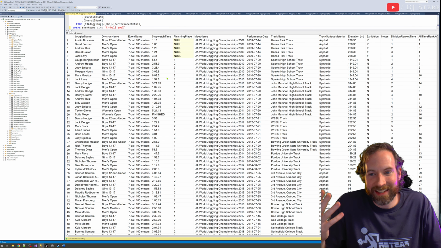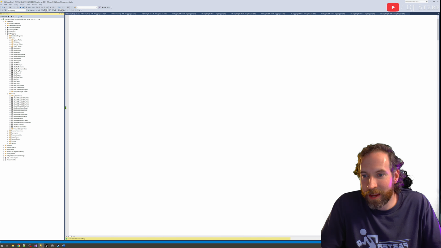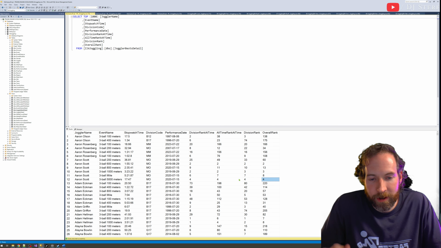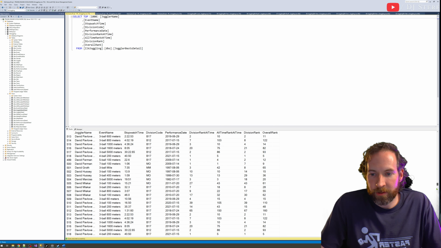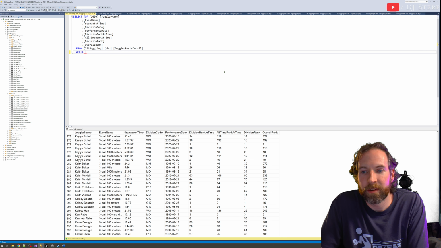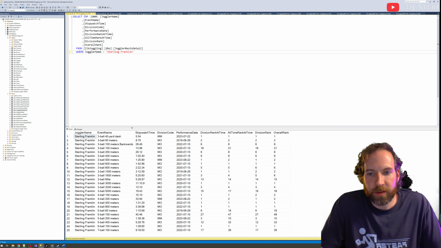Let's get back to the other tables. If you go to Joggler Best tables, this one's kind of cool. You can see each runner's best time at each individual event. And you can see the division rank at the time and current all-time division rank and overall rank. So if you go down to my records, where juggler name is me. All right, so there's mine.